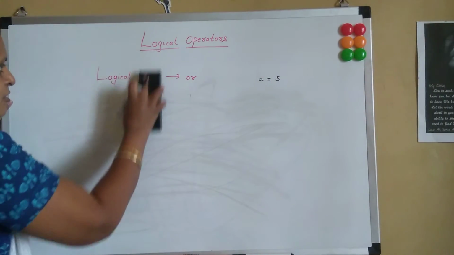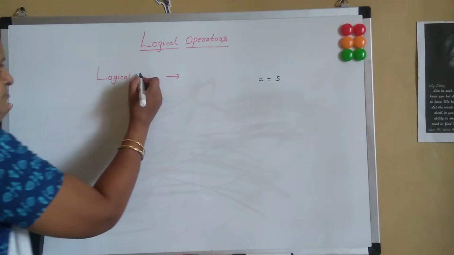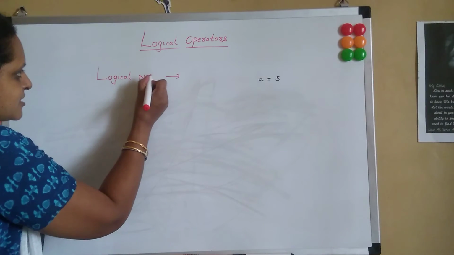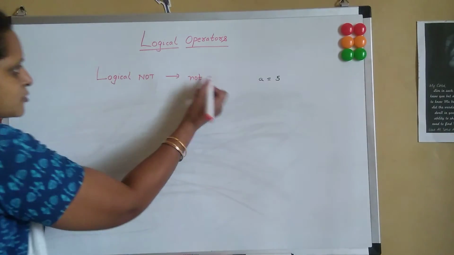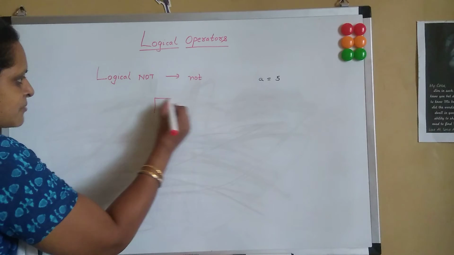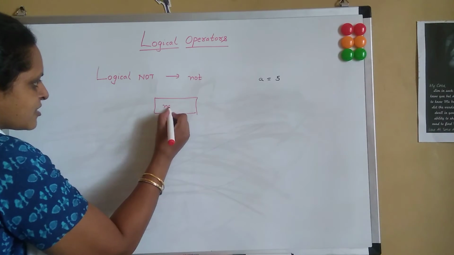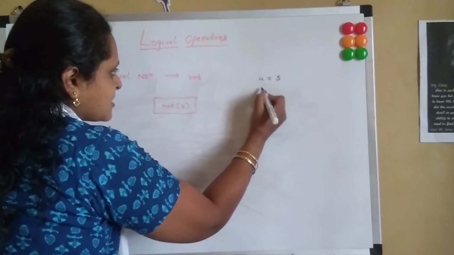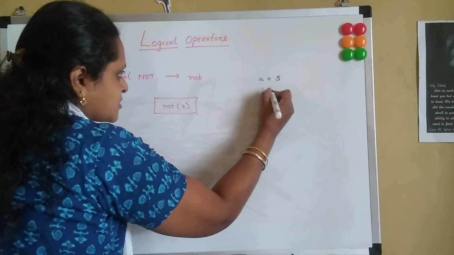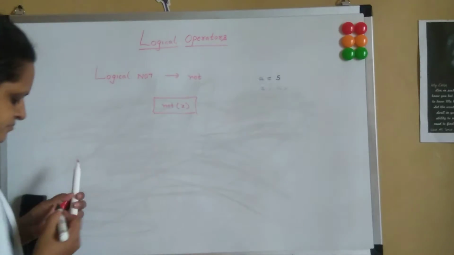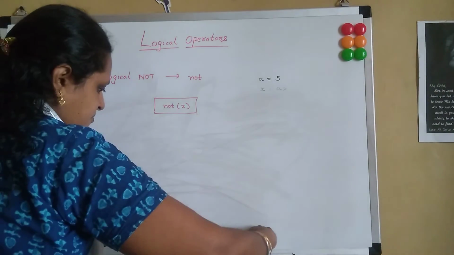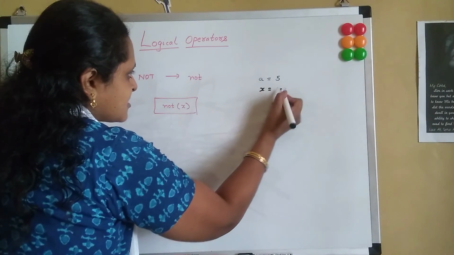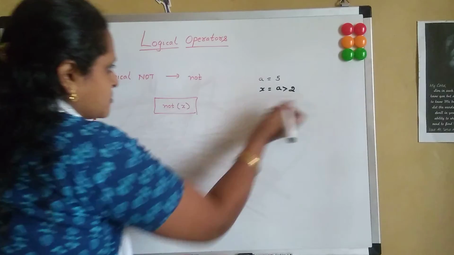And now let's check for the logical NOT. The third one is the logical NOT. The symbol is NOT. So here I am having the expression NOT of X. X is having the condition A greater than 2.